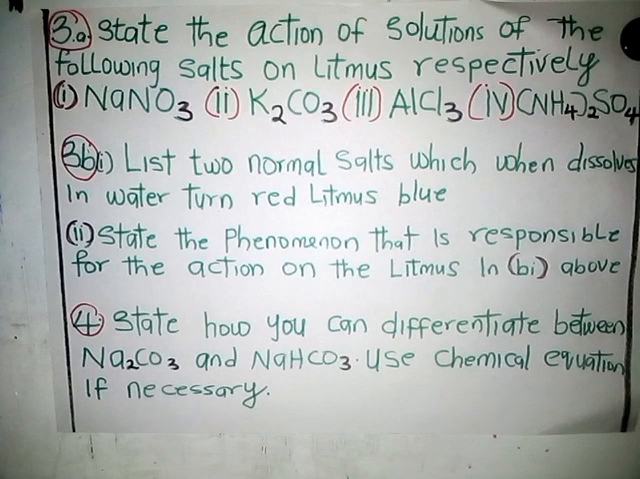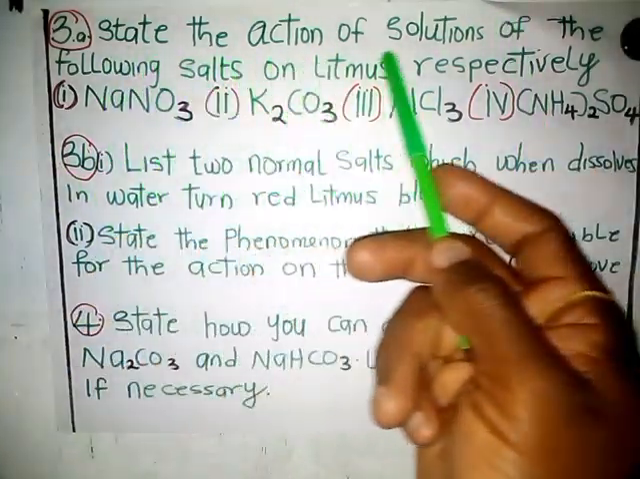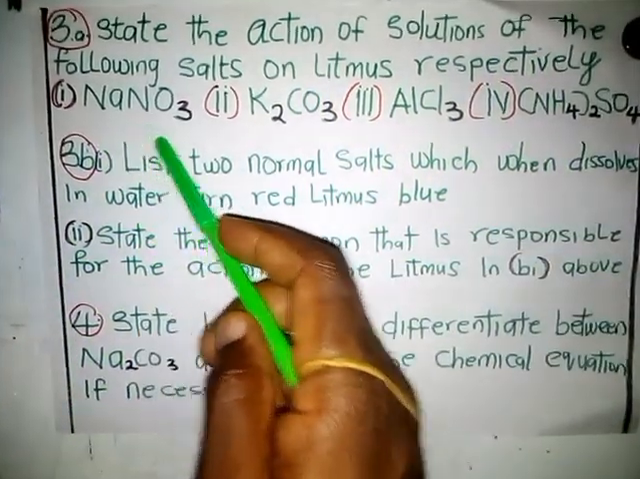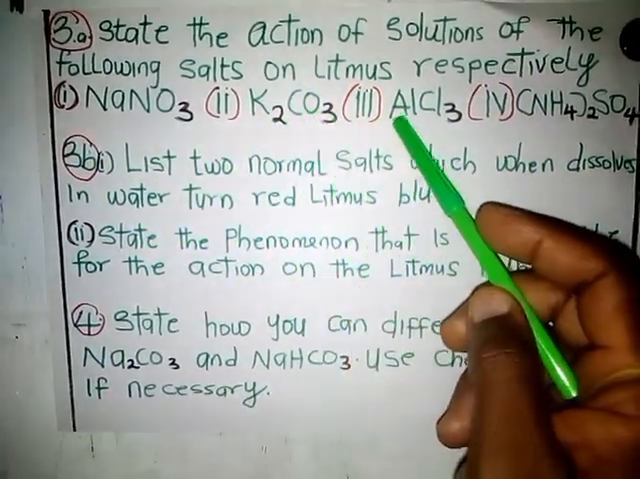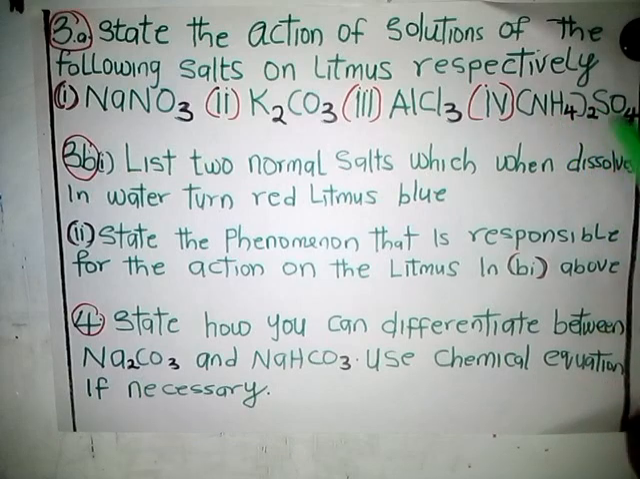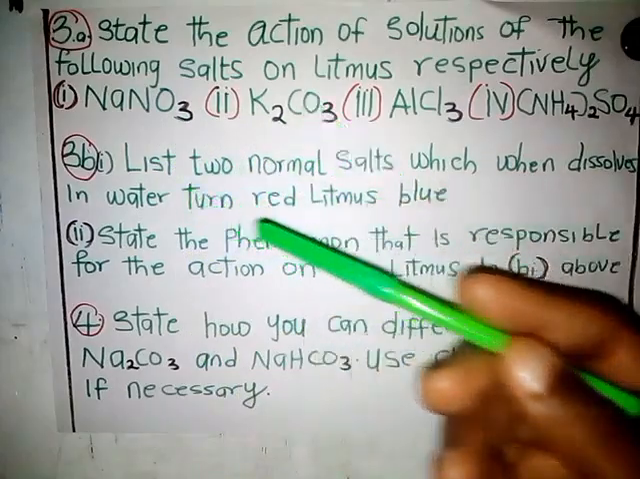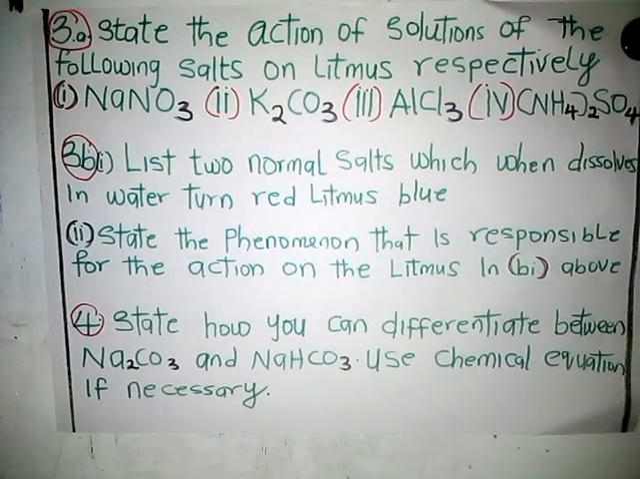Okay, these are follow-up questions, the top part of the questions, just for your revision also. So, yeah, look at this question. State the action of solutions of the following salts on litmus, respectively. Sodium nitrate, potassium carbonate, aluminum chloride, ammonium sulfate. So when you put each of these salts in solutions and you test with litmus paper, what will be the changes or the action on litmus paper?